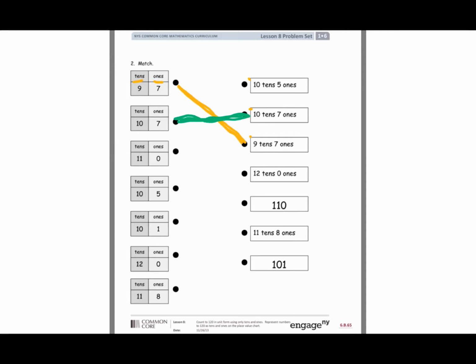You can go ahead and, if you have different pencils or crayons to use different colors, you can do that. So I want you to finish doing the rest, matching the rest of the place value charts with the rest of the number boxes. Go ahead and pause your video and then you can restart it so we can check our work. Boys and girls, go ahead and pause your recording now.